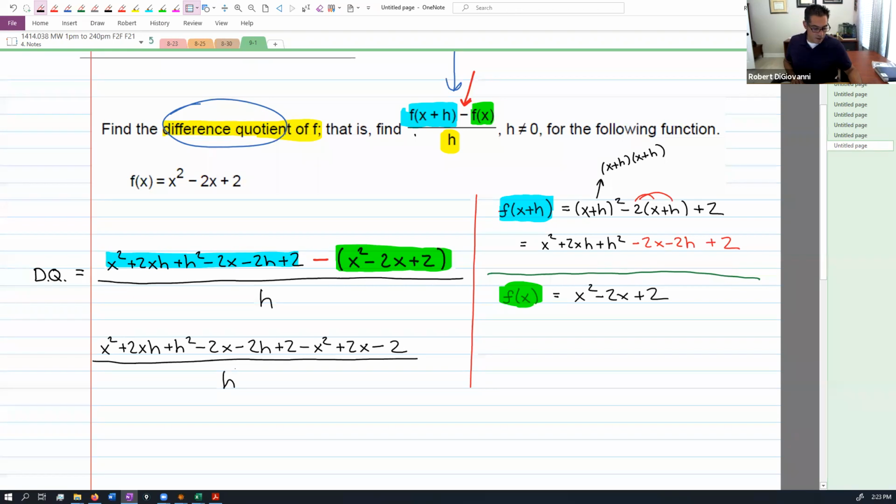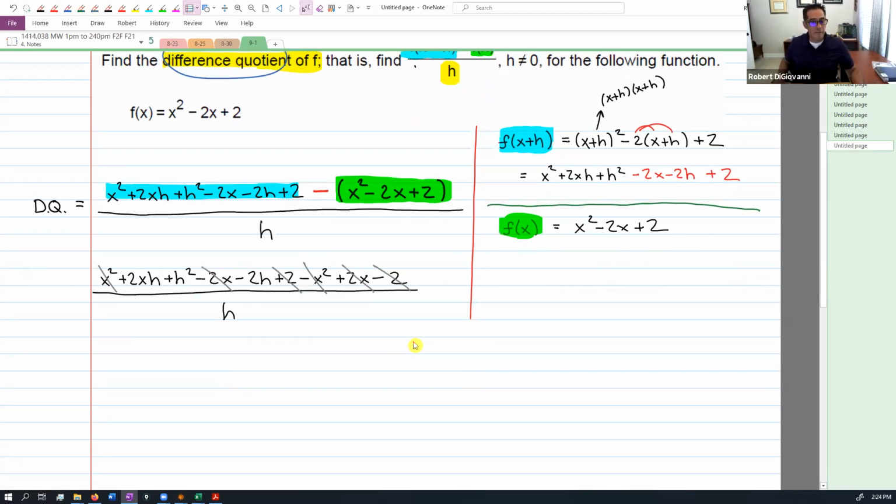That looks very complicated, doesn't it? It looks like a mess. But a lot of good stuff is about to happen. You should get a bunch of things to cancel. X squared minus x squared. 2x, negative 2x, and positive 2x. Positive 2 and negative 2. Those all go away. Right? And then the only thing we have left is 2xh plus h squared minus 2h over h.